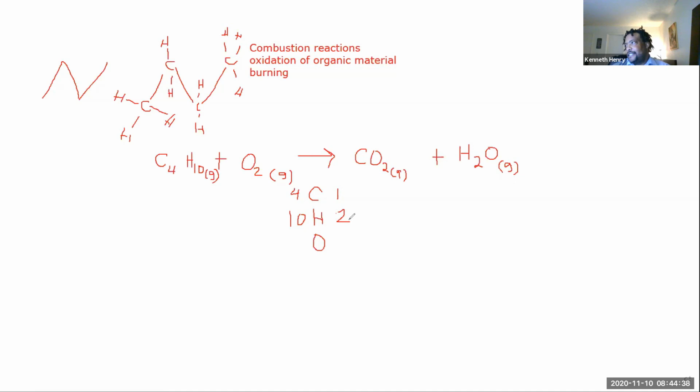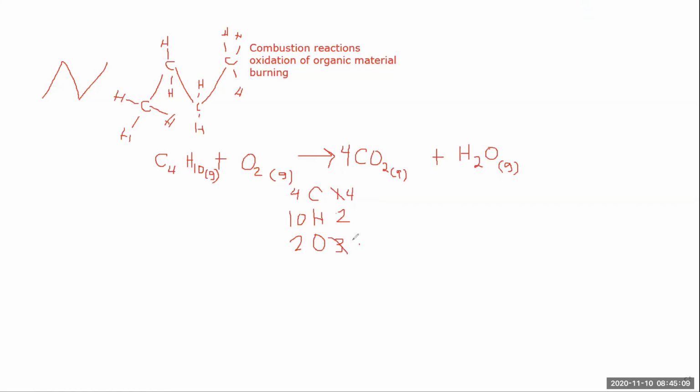Oxygen: 2 on one side. And then 3. Okay, is it balanced? Nope. What do we need to do to balance it? For carbon, we add a 4 on the product side. And that gives me how many oxygens? 8 plus 1, 9.